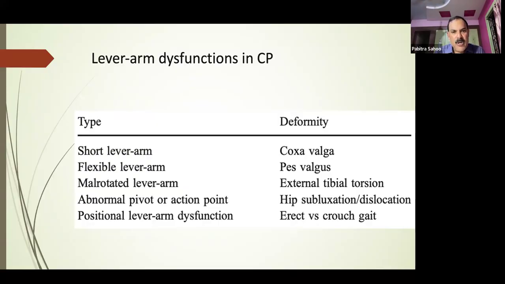Abnormal pivot or action point, as I said, with associated hip subluxation or dislocation, can also give rise to lever arm dysfunction. Positional lever arm dysfunction, especially in case of crouch, arises because of a position defect at the foot and ankle that affects proximally the knee joint and hip joint, which are secondarily affected, primary being the foot and ankle. So these are all the major lever arm dysfunctions seen in cerebral palsy. Let us discuss one by one.